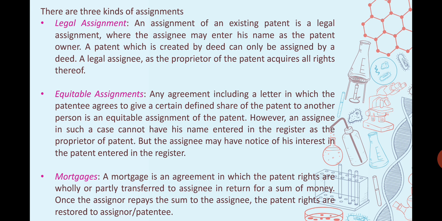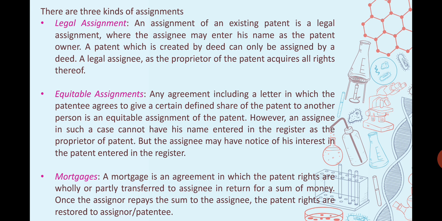In this case, the legal assignee becomes the proprietor of the patent and acquires all the rights which the original patent holder had. So, in case of legal assignment, the entire ownership is transferred to another person by way of a deed, by way of an agreement, by way of a contract, a registered contract, and all the rights of the original patent holder are now transferred to the new legal assignee. The other type of assignment is known as equitable assignment.